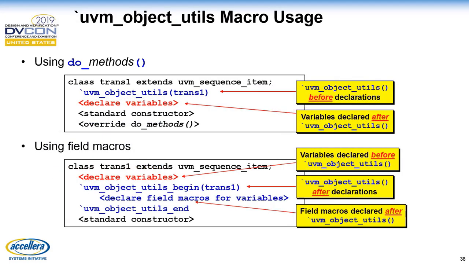And so if you're using the do method, you're using UVM object utils right at the very top, and then you're going to declare your variables underneath that. If you're using more the field macro style, then you're going to declare your variables at the top, and then you're going to have object utils begin, object utils end, where you say what are the field macro flags for each of those variables. And so there's where you see the object utils versus object utils begin type usage.